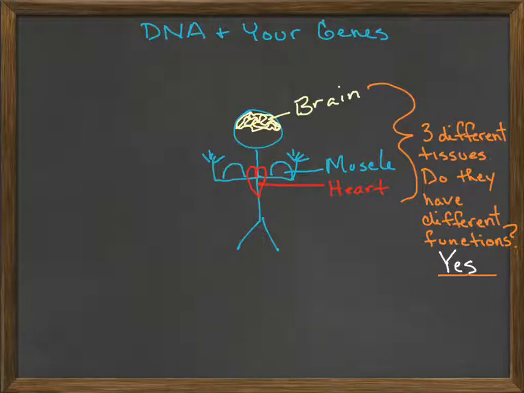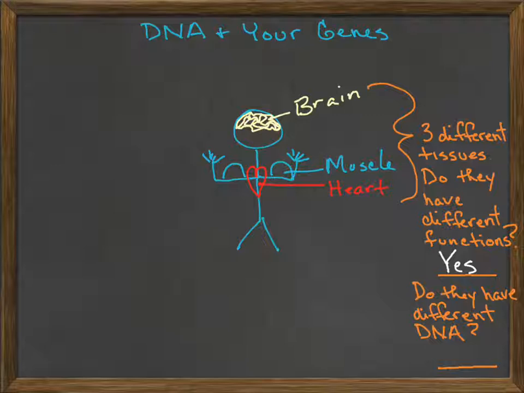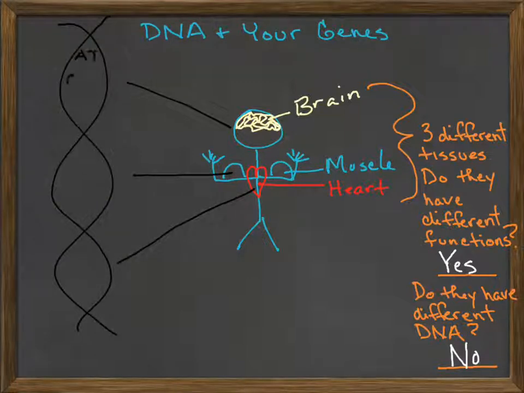Now, a tougher question. Do they have different DNA? Is there different DNA in your brain cell than there is in your muscle cell or your heart cell? And the answer to that is no, absolutely not. You have your DNA in your cells, and the exact same DNA is in every cell of your body.